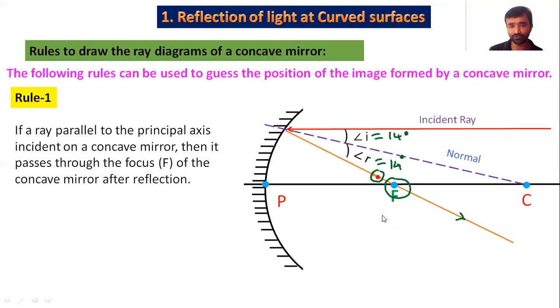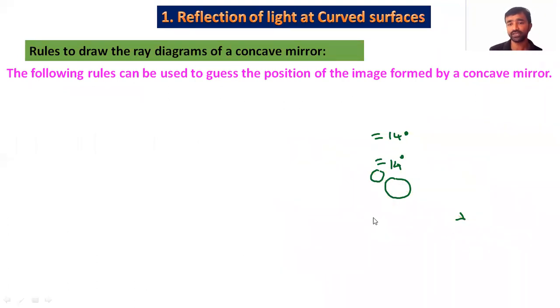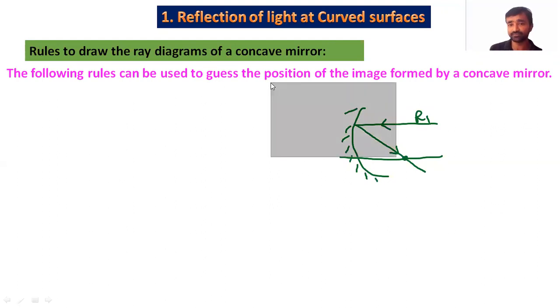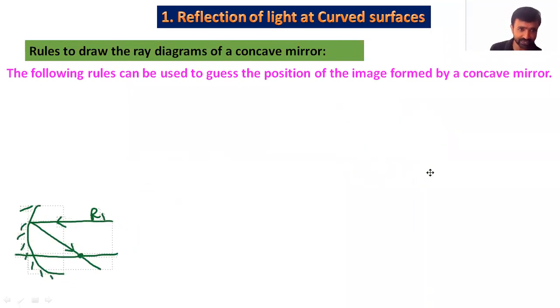Right. Now I'm going for the second one. So what is the second rule here? If I choose a parallel ray, it is moving through the focus. That is rule 1. Yes or no? This is what I have given as rule 1. The ray which is incident parallel to the principal axis is given as R1 here. I'll keep this as it is for your understanding.